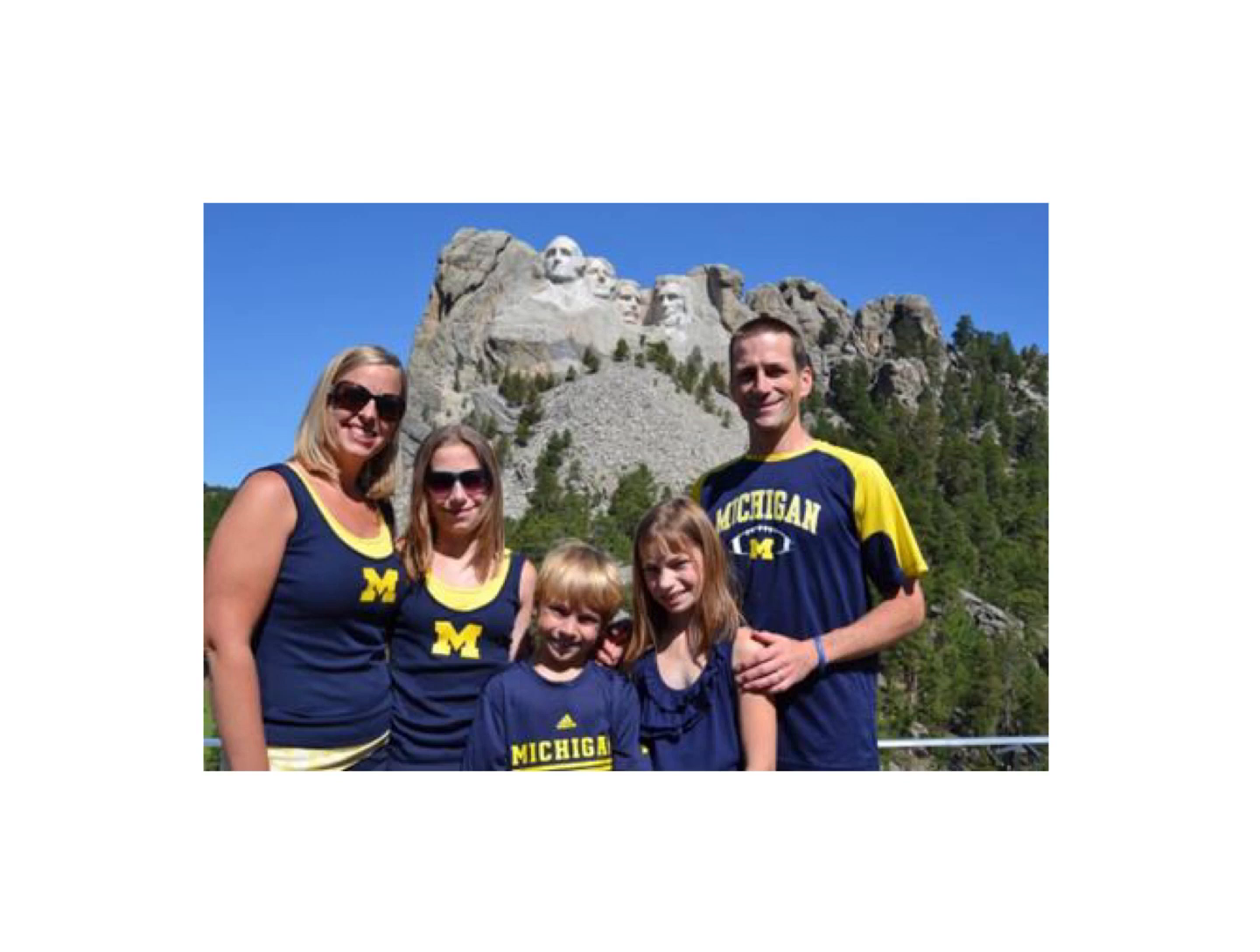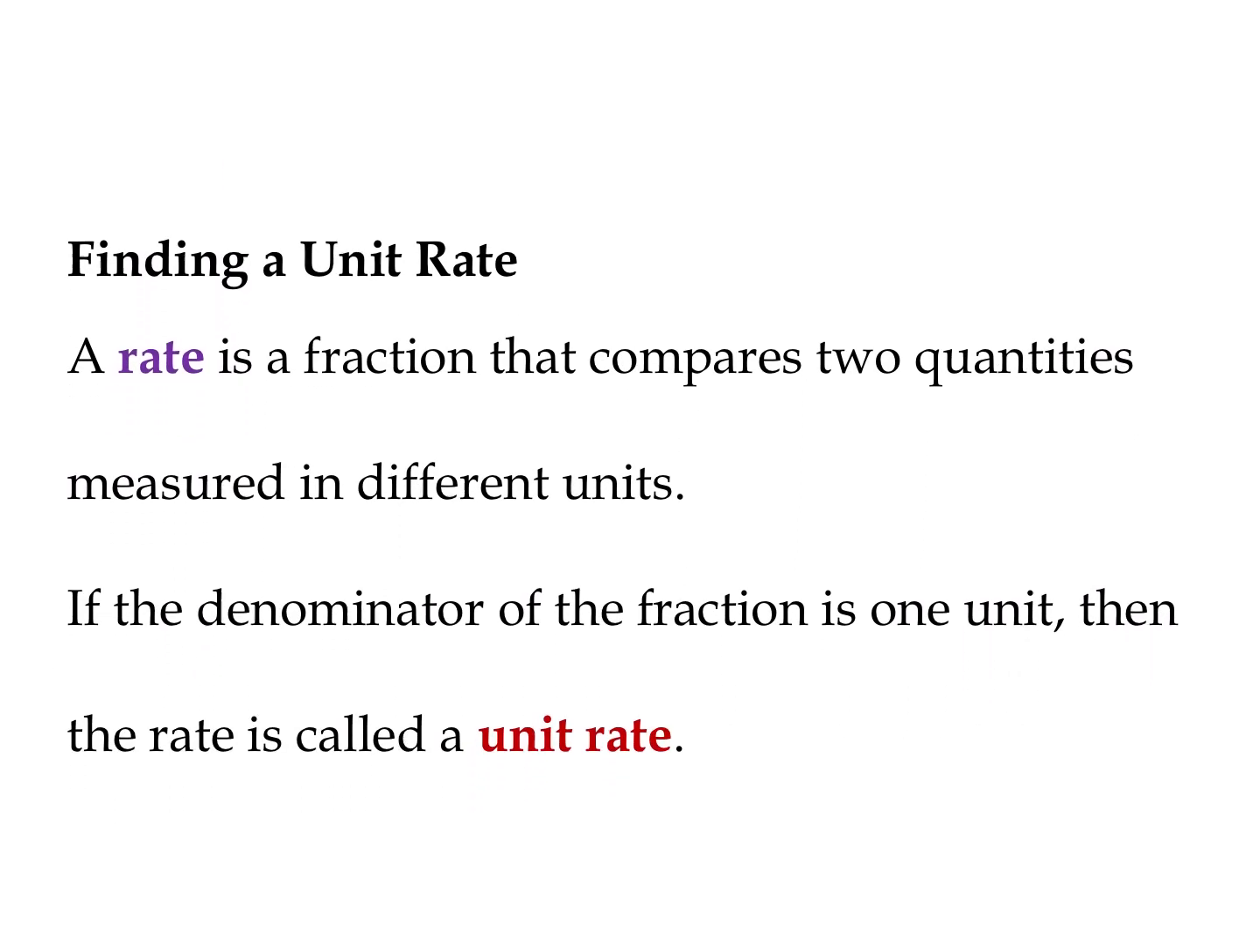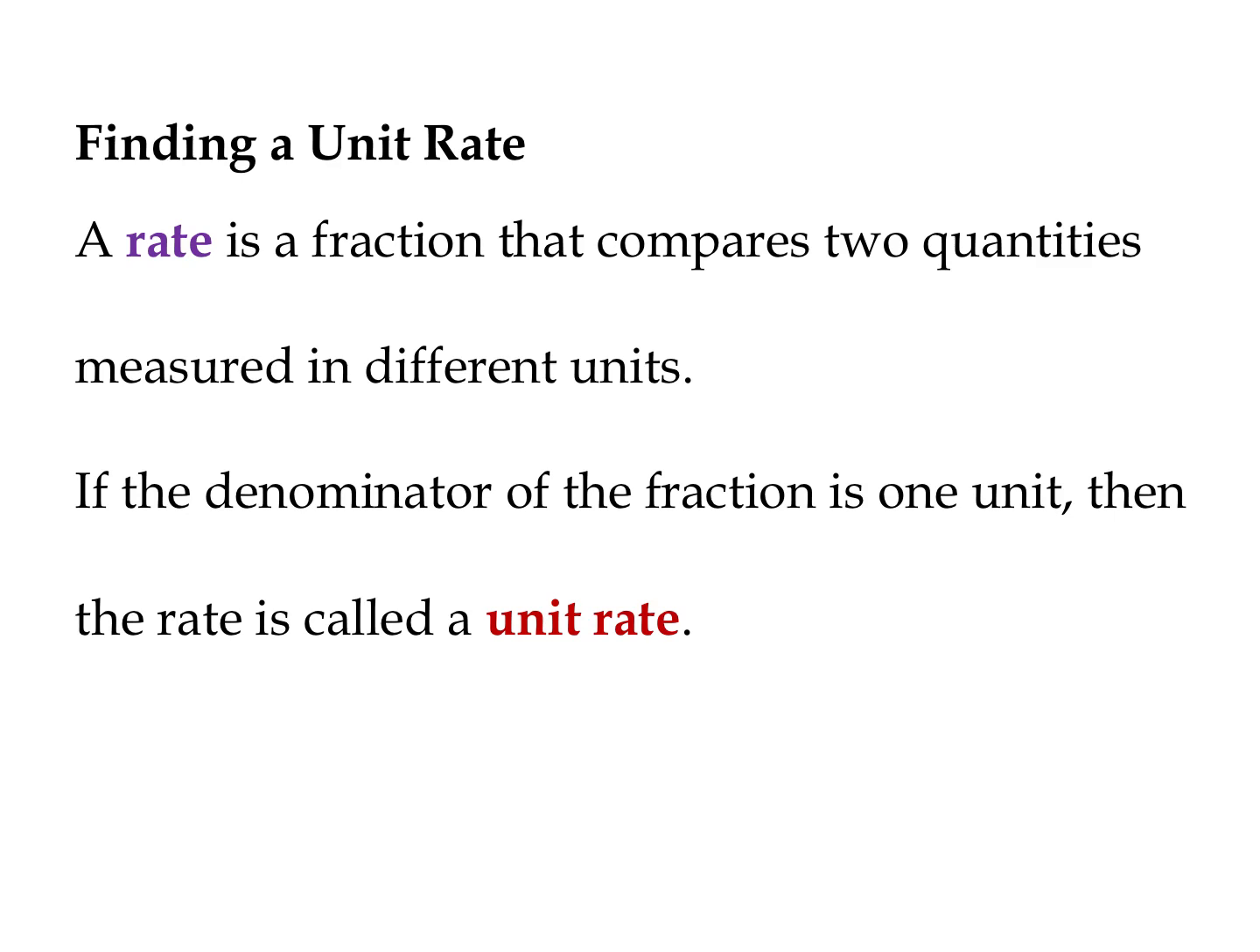All right, now let's go back to some math here and talk about rates and unit rates. Okay, a rate is a fraction that compares 2 quantities measured in different units. So I just mentioned before, like miles per hour, right? That's different units, miles and hours. So a rate is that type of fraction, comparing 2 quantities in different units. A unit rate is when the denominator is 1 unit, like how many miles per 1 hour. That's called a unit rate.